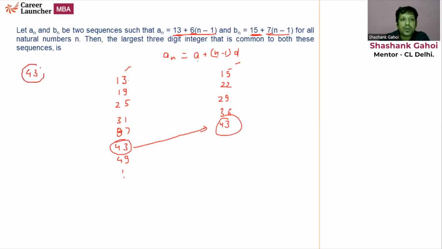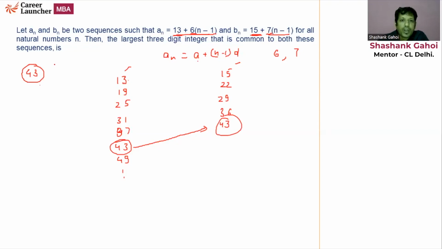Now I got the first common term. If we are talking about two different APs, the next common term you are always going to get at a difference of the LCM of their common differences. So common differences are 6 and 7. LCM of 6 and 7 is 42. So at a difference of 42, you are going to get the next term. So next term is going to be plus 42, plus 42. I'll keep on adding 42 and I'm going to get the next term, next term, next term.